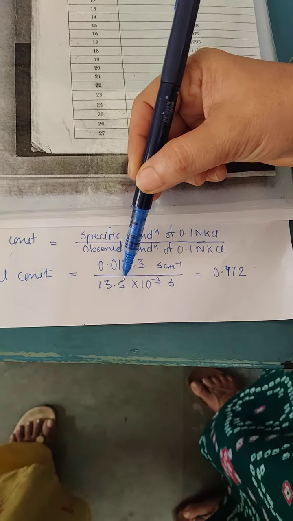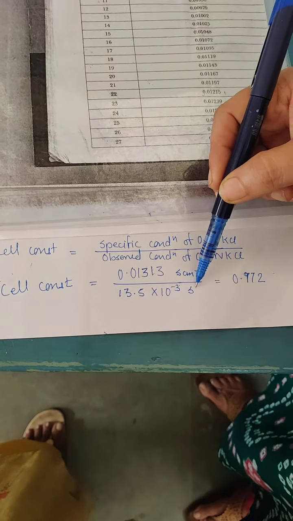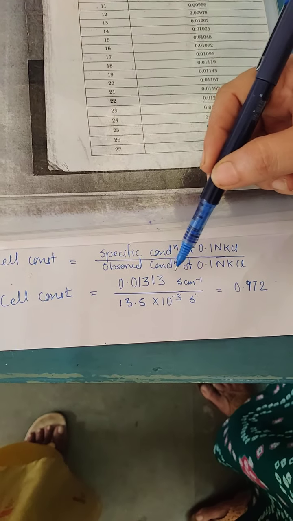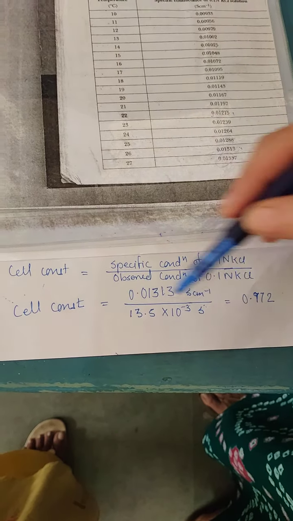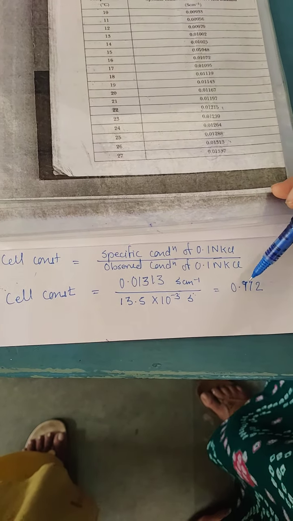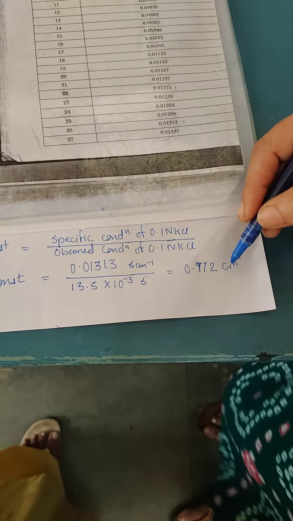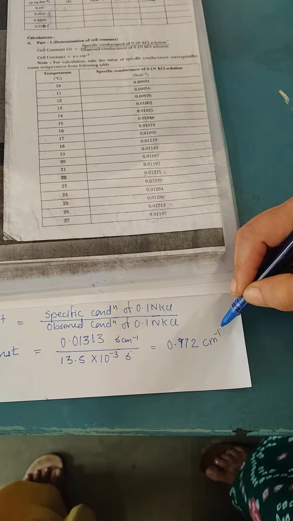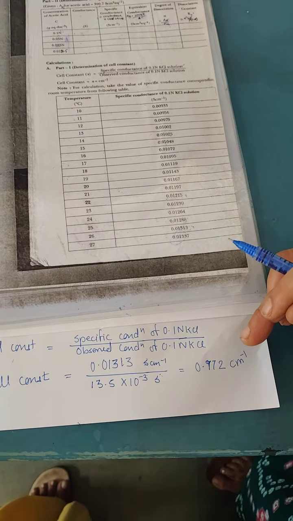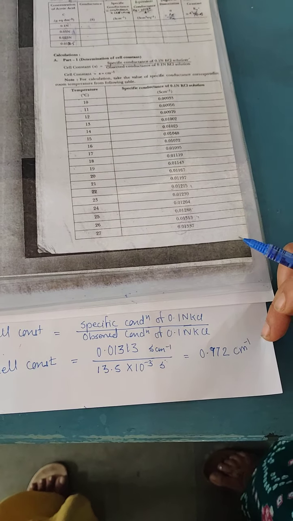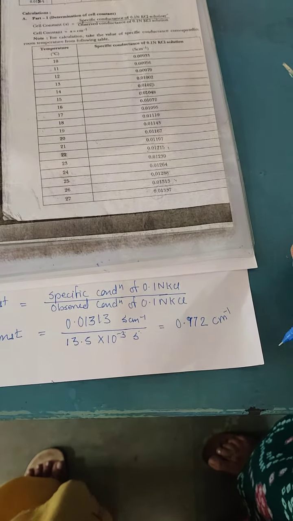So it is 13.5, in millisiemens, so multiplied by 10 raised to minus 3. So reading is in siemens. Specific conductance is in siemens per centimeter. So siemens will get cancelled and you will get the answer as 0.972 per centimeter. So this is the unit for cell constant. In this way you have to find out the cell constant. Always keep in mind that the cell constant for a conductivity cell is near about equal to 1. So yes, our value is near about equal to 1.